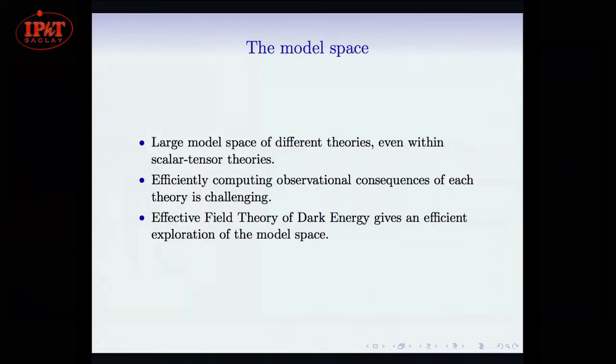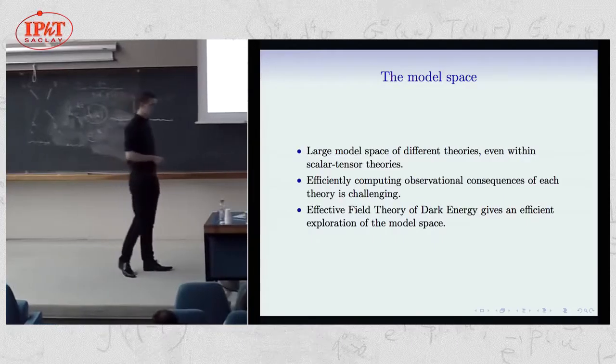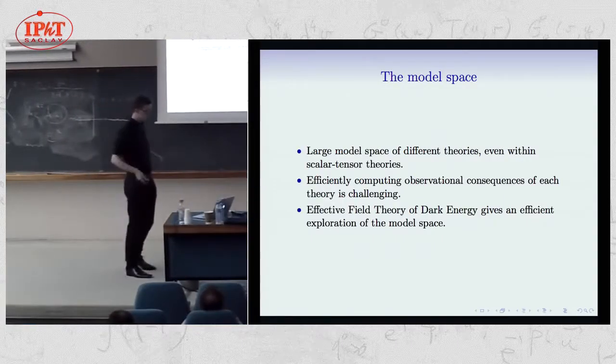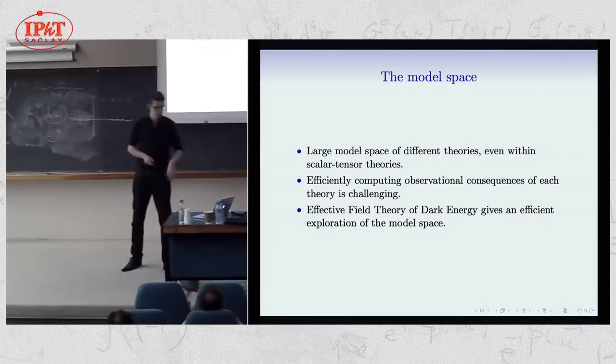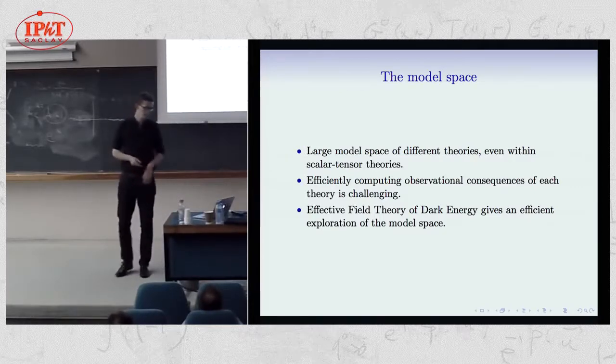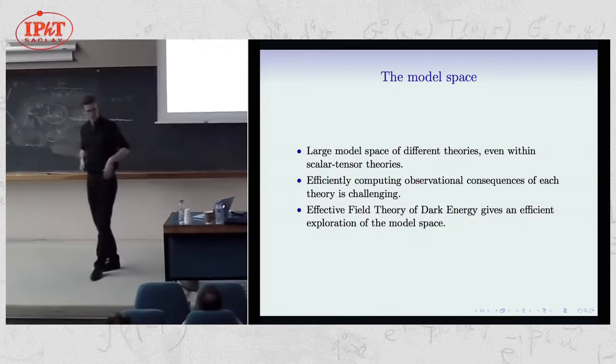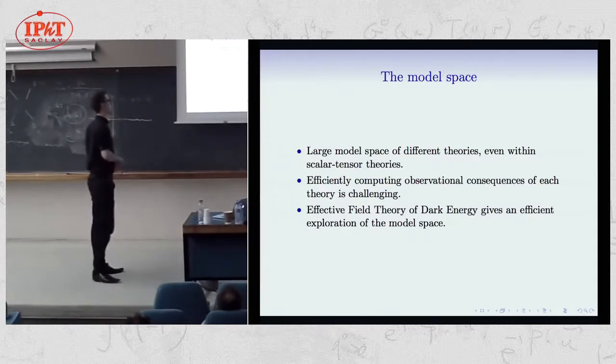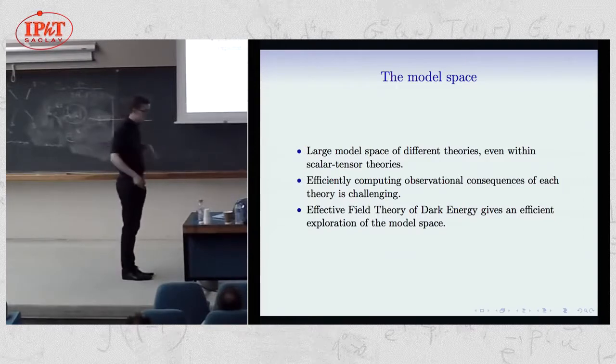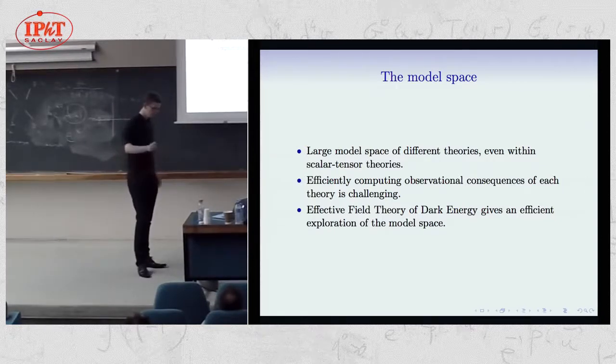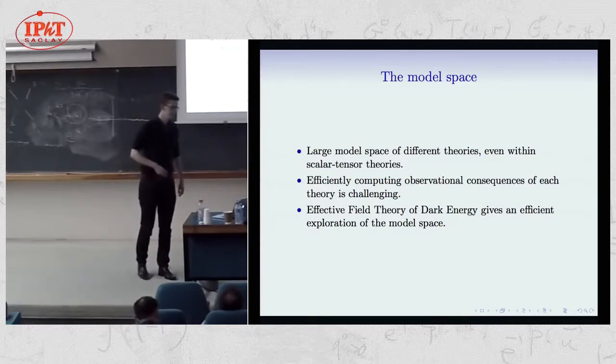But we know that there's a very large model space of dark energy and modified gravity models that have been imagined over the past 10 years or so in order to explain cosmic acceleration. And if you were to go through each of these models and compute the observational consequences, that would be challenging. And the effective field theory of dark energy, which we've all heard a lot about, is an efficient way to explore this parameter space, this model space.